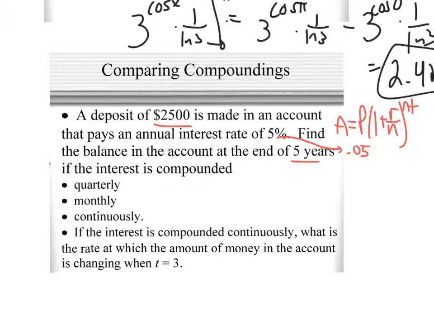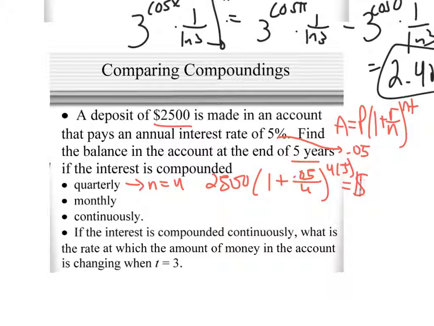Quarterly is your n here to start, so n would equal 4. So your first part would be quarterly. If you plug in n equals 4, you're plugging in 2,500 times (1 plus 0.05 over 4) to the 4 times 5, because 5 was t. So you get about $3,205.09.